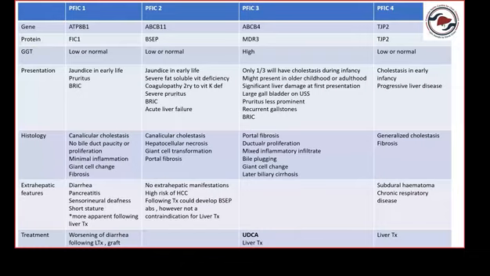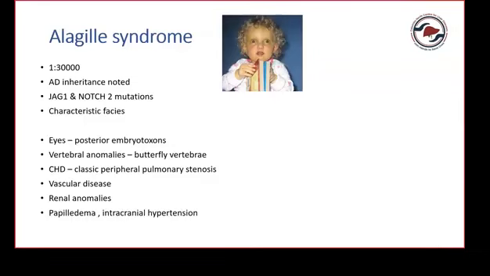Alagille syndrome is again an important cause of neonatal and infantile cholestasis. It's a rare disease inherited as autosomal dominant. Known mutations are JAG1 and NOTCH2, so you could confirm it genetically. They will have characteristic faces. And it's a multi-system disorder.